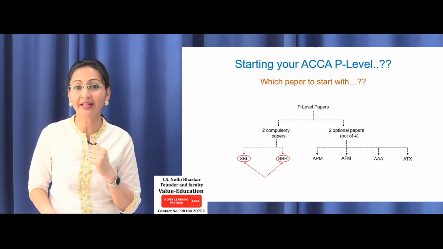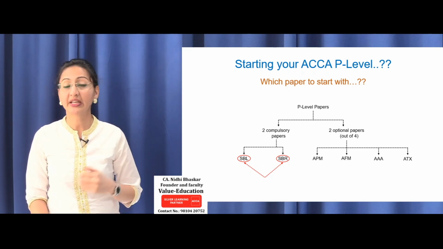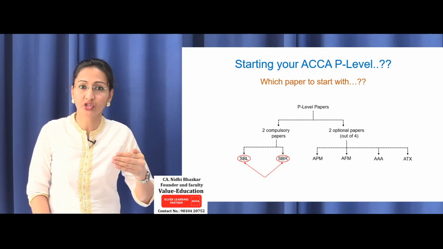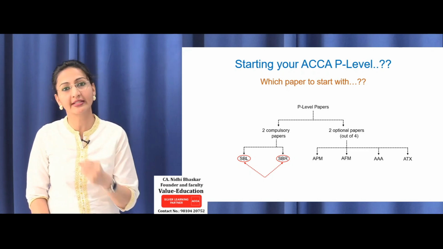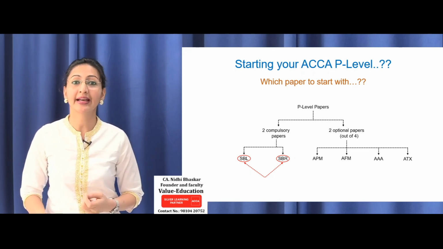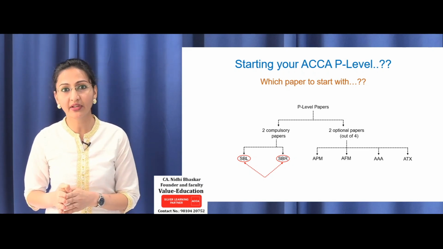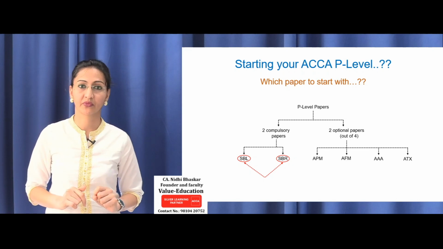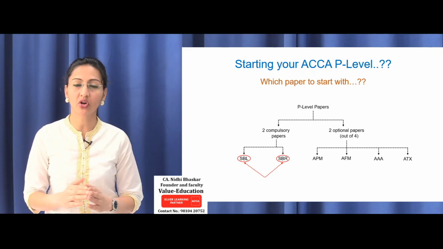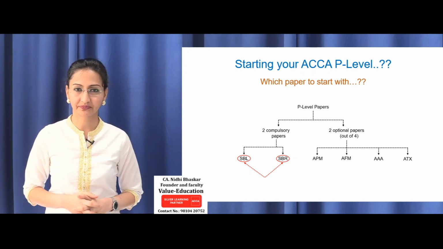Then the next one, AAA, Advanced Audit and Assurance, an extension of Audit and Assurance, the F8 paper of the skill levels. And the last one, Advanced Taxation, that's an extension of your taxation paper of the skill level, that's F6. Now let me first talk about which option must be taken out of these 4.